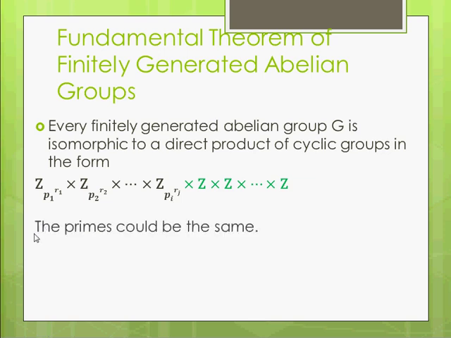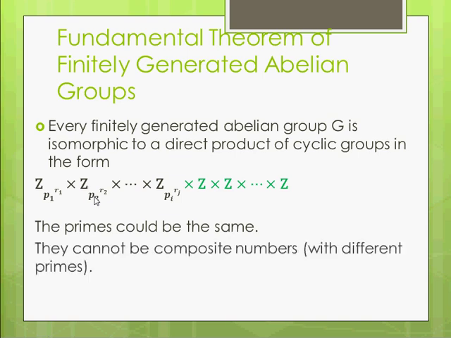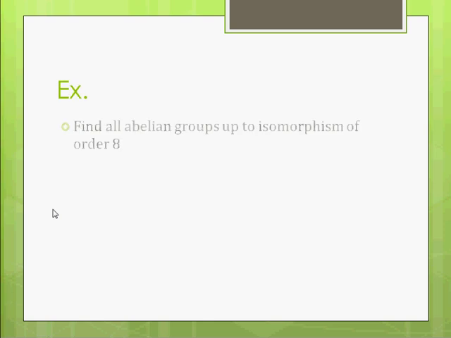Some things to keep in mind: these primes could be the same. We could use 2 in different instances. We could even use them to the same power. But we cannot have composite numbers with different primes. In other words, we wouldn't use something like Z6, because 6 has 2 different primes in it. Again, it's going to mean nothing to you until we do some examples. I hate giving definitions before examples, but I had to in this instance, because you'd have absolutely no idea how to do this otherwise.